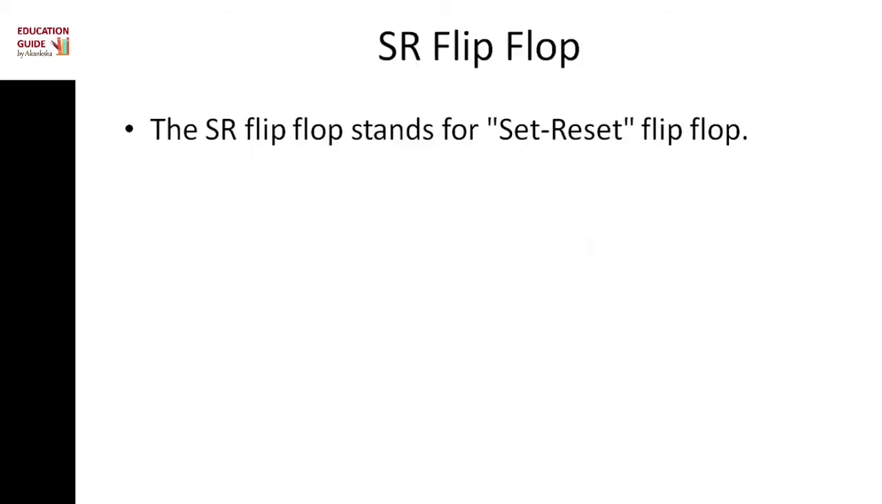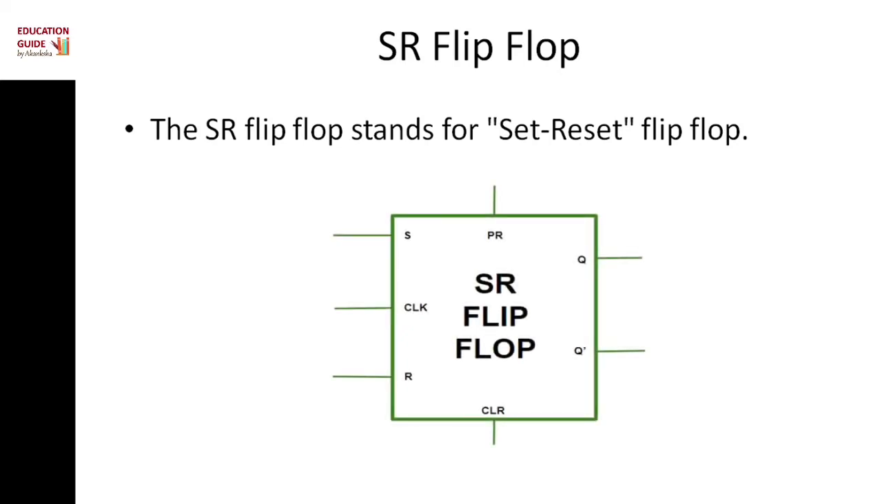So, SR flip-flop. The SR flip-flop stands for set and reset flip-flop. It is a block diagram of SR flip-flop. There are inputs S and R. Then the flip-flop has clock as an input, and there are clear and preset. Q is the present state of the flip-flop and Q bar is the inverse of Q.